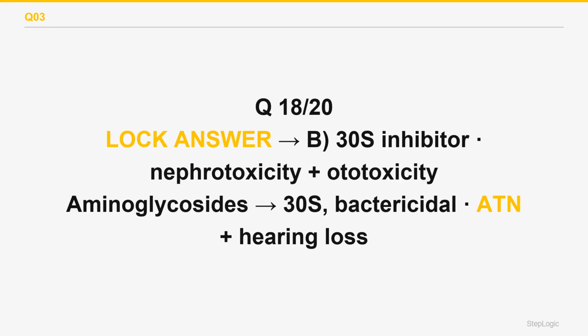Choice A, 50S inhibitors, are macrolides, chloramphenicol, clindamycin, linezolid. Choice D, DNA gyrase, is fluoroquinolones, which cause tendon rupture. Remember, buy AT 30, CCEL at 50. Aminoglycosides and tetracyclines hit 30S. The ATN plus ototoxicity combination is specific to aminoglycosides.